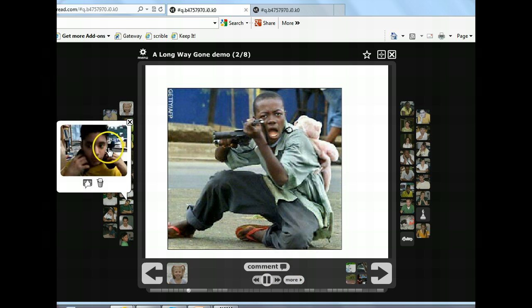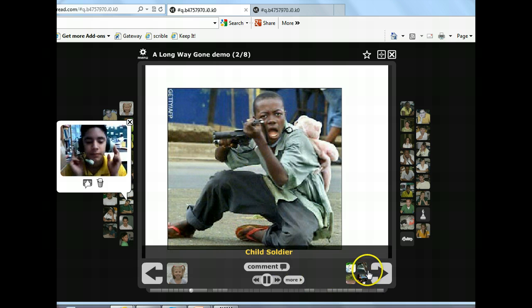So when you're looking for images, make sure that you have something that's powerful and something that really gets students talking. I'm going to the next one.